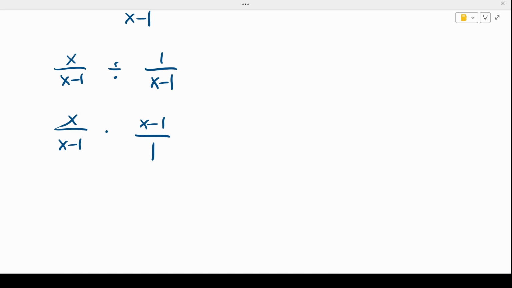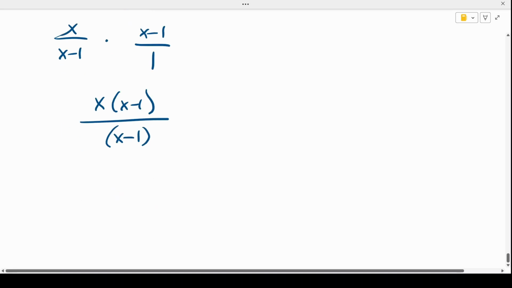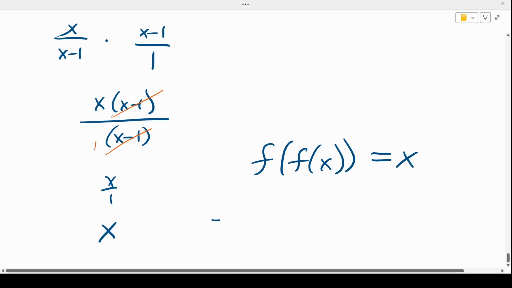But just for clarity, I'll also do it this way. I'll actually multiply first and then reduce. x times x minus 1 is x times x minus 1 over x minus 1 times 1 is x minus 1. Now I have a fraction with a common factor of x minus 1. So I'll divide the numerator by x minus 1, divide the denominator by x minus 1, and I'm left with x over 1, or x. And so we've showed it. We've showed that f of f of x equals x, which implies that f is a self-inverse function.